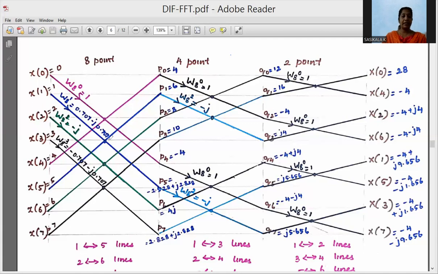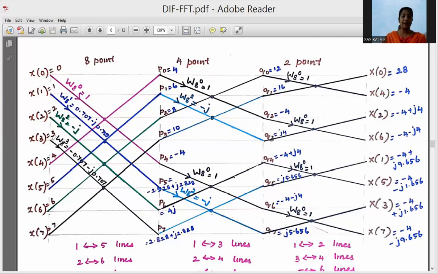And the third butterfly is obtained by connecting the 3rd line with the 7th line. Again, this 3rd line is connected with the 7th line and immediately put a dot at the intersection point and write the twiddle factor W8 power 2 is equal to minus J.